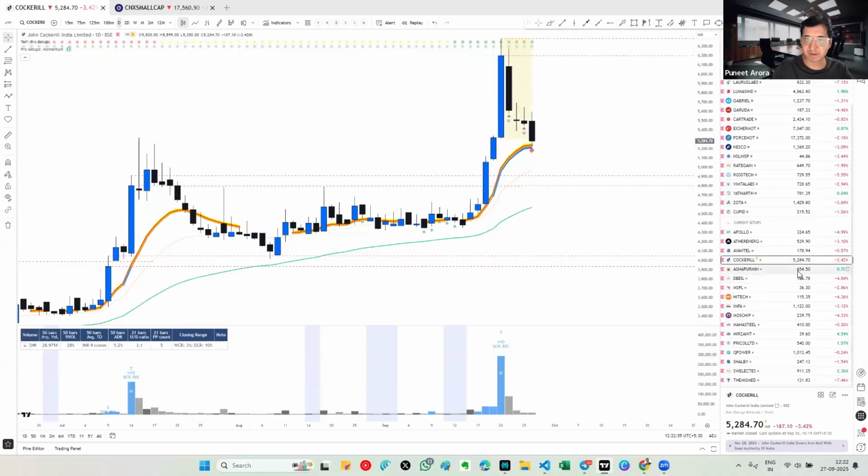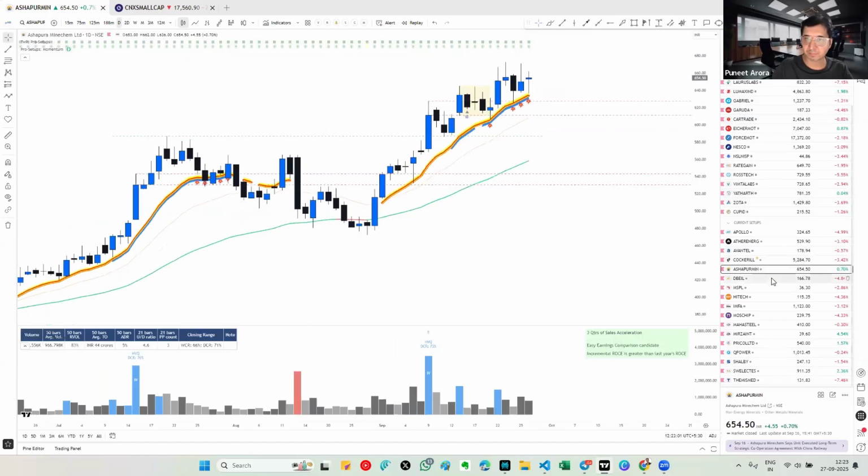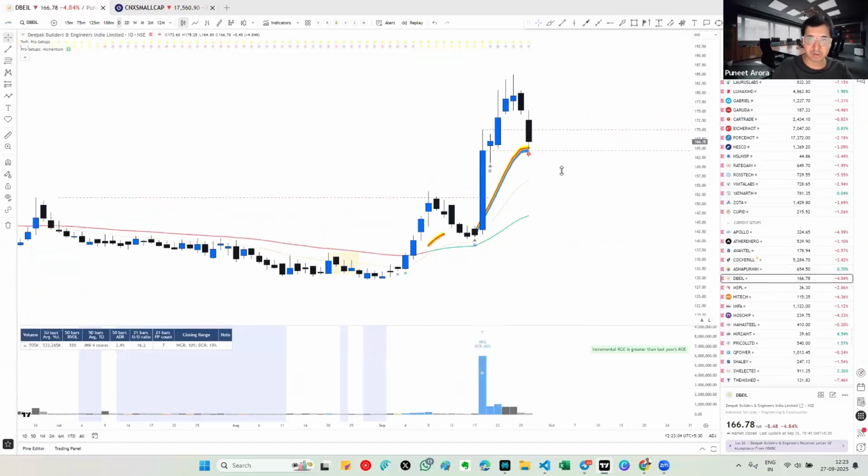This is a BSE listed company. This is Asapura, Deepak Builders. So they are all building up. I don't think this is right now tradable.